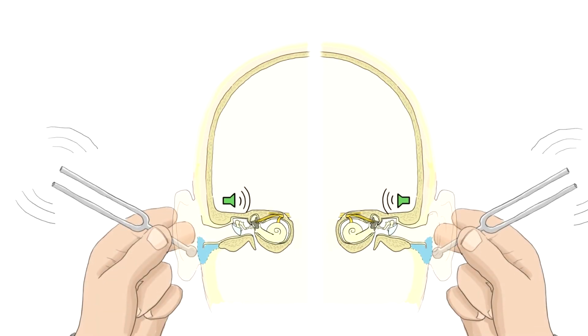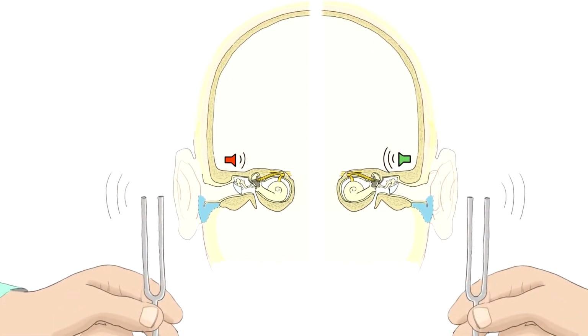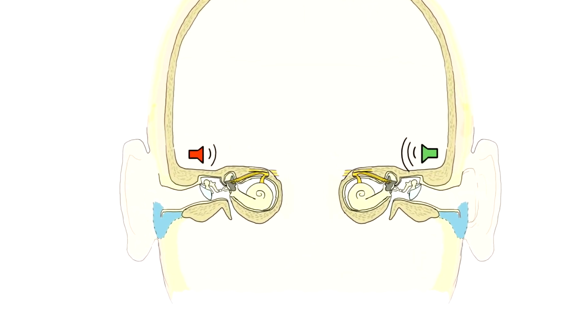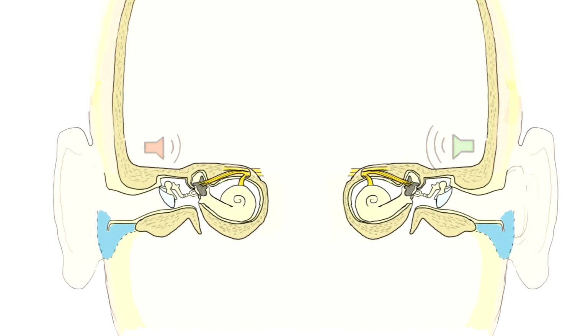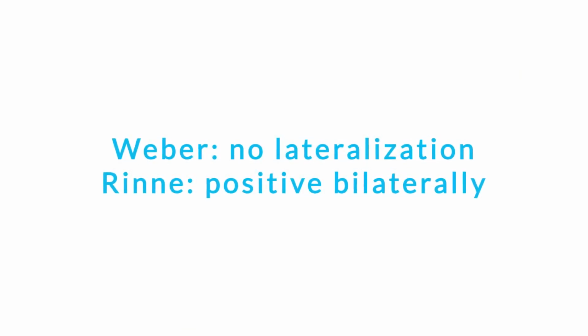The negative Rinne test on the right side underlines that air conduction is inferior to bone conduction on this side, making conductive hearing loss more likely. This can be seen in, for example, right-sided middle ear damage. Weber, no lateralization. Rinne, positive bilaterally.